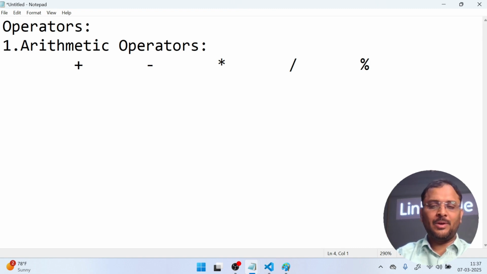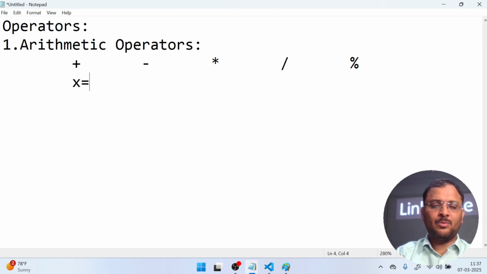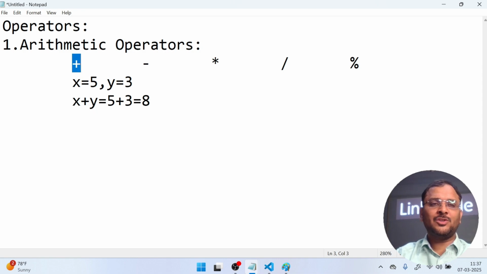Now what is the remainder value? Example, x equal to 5, y is equal to 3. You can take an example here. We can perform x plus y, which is 5 plus 3, and the answer is 8. So we can use this for addition. Similarly, you can do the subtraction: x minus y is 5 minus 2, so the answer is 3.